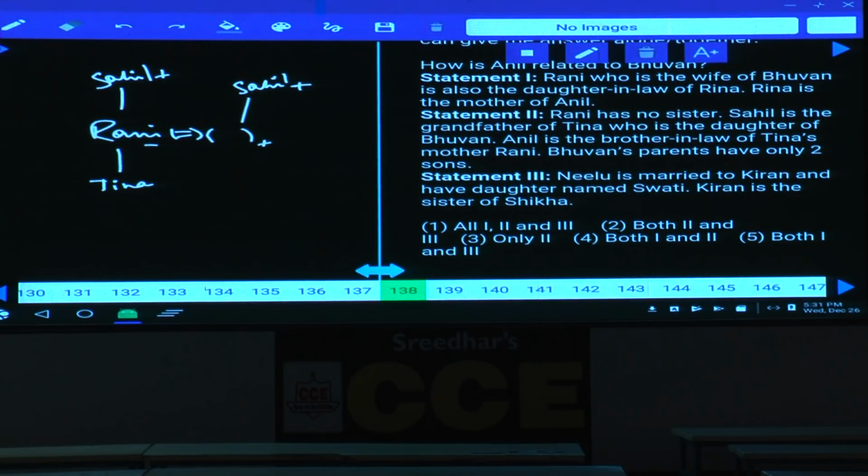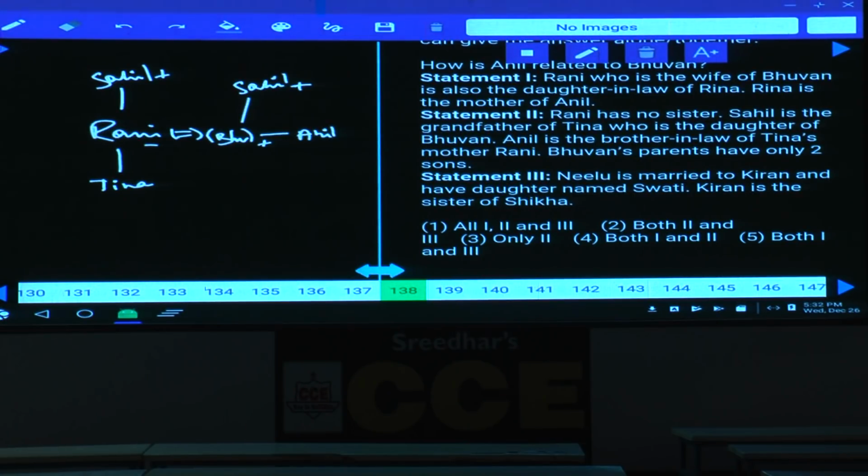Why was it so? Rani has no sister, Sahil is the grandfather of Tina, and Tina is the daughter of Bhuvan. Hence Rani's husband is Bhuvan. And Anil is the brother-in-law of Tina's mother, Rani. Brother-in-law could be, since this person does not have any sister, the spouse's brother. And who is that person here? Anil.